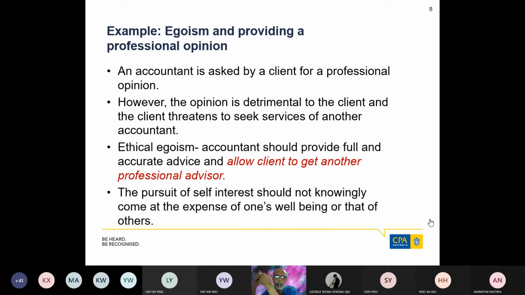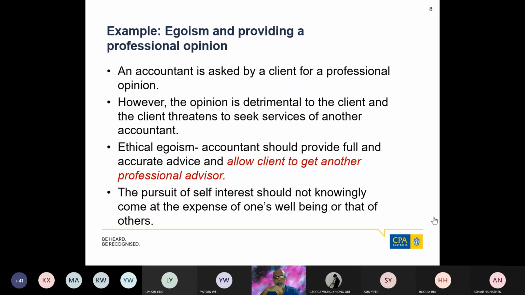This is an example here for you to understand what is meant by ethical egoism in the context of providing a professional opinion. So an accountant is asked by his client for a professional opinion. Okay, you have a client. He or she comes to you and asks, okay, can you give me your professional opinion about this matter? Then he explains to you, this is my issue, this is my problem. Okay, after listening and considering all the facts of the case, you tell him, okay, this is my advice. This is my advice to you.